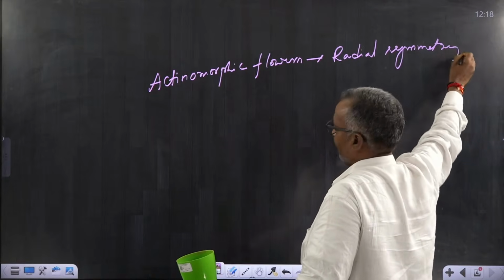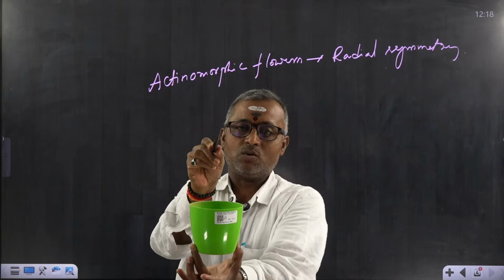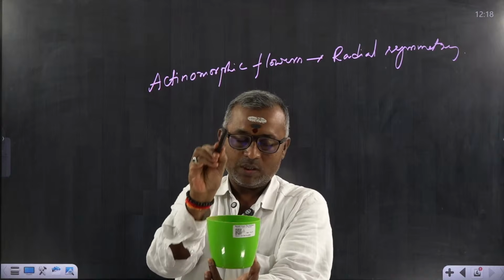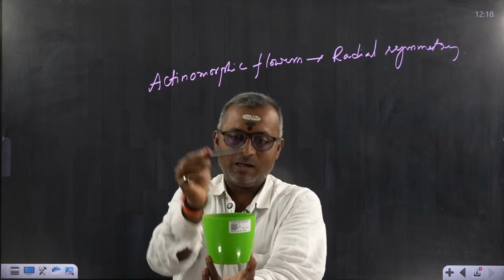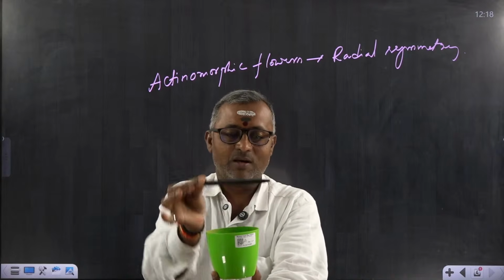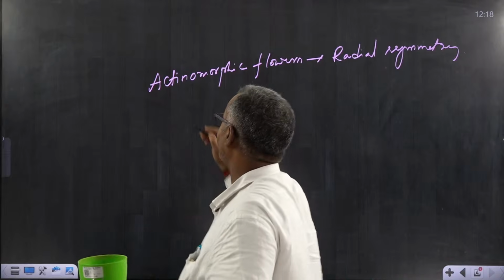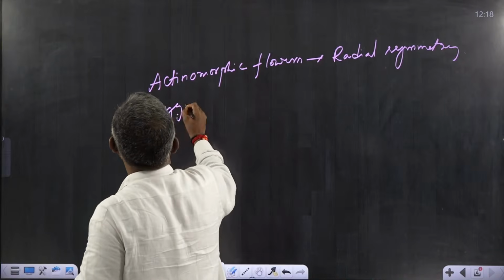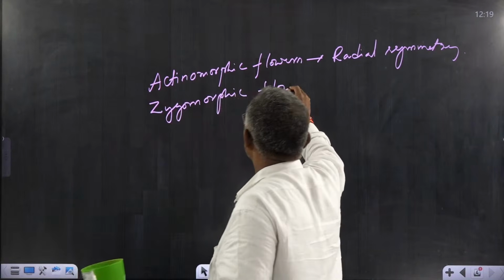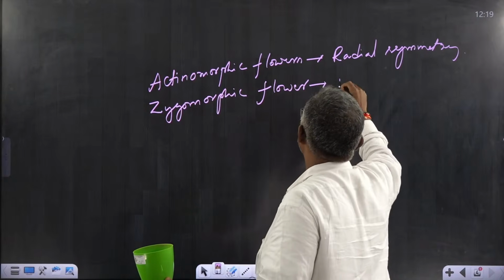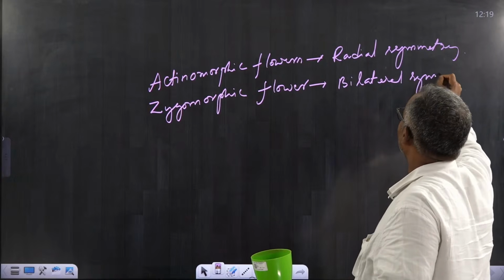Radial symmetry. For example, if a flower can be cut into two equal vertical halves only in one plane, like if you cut it in this plane and you cannot cut equally in this or this or this, then such a condition is called zygomorphic. What is it called? Zygomorphic flower. It is also called bilateral symmetry.